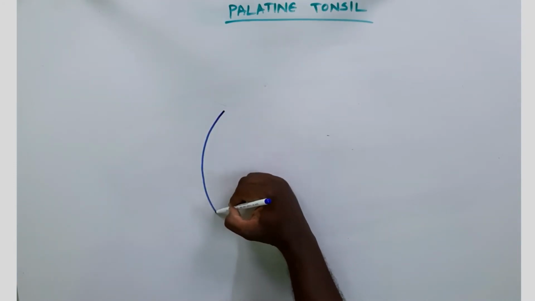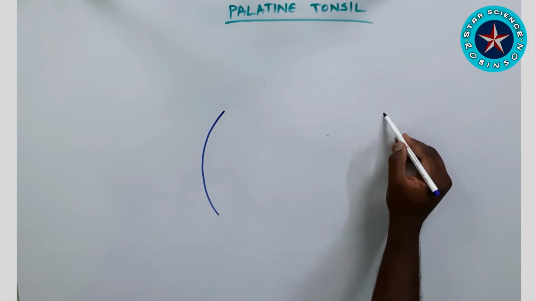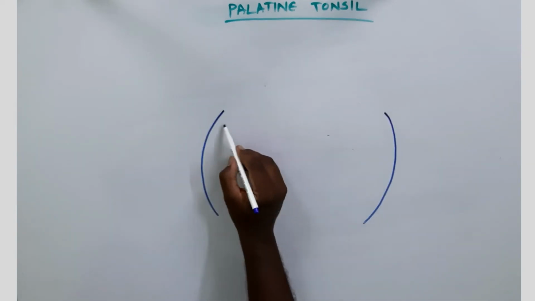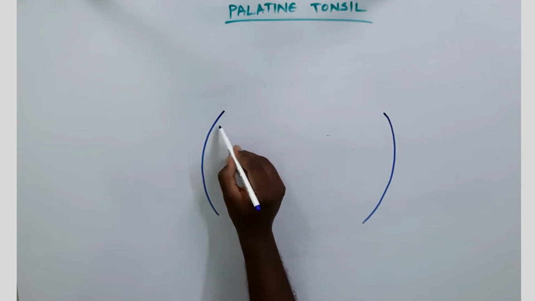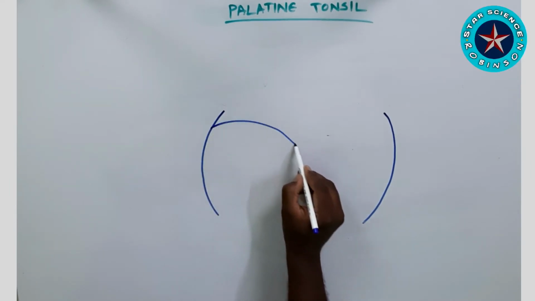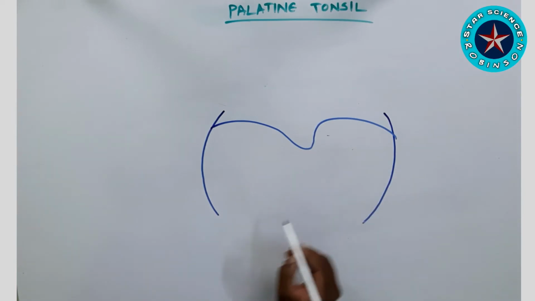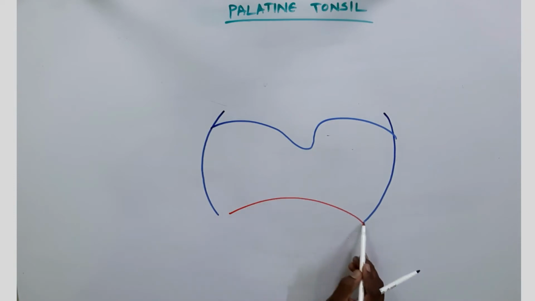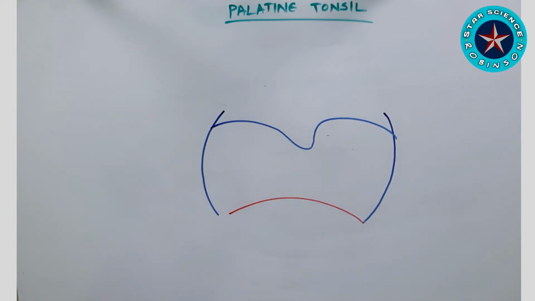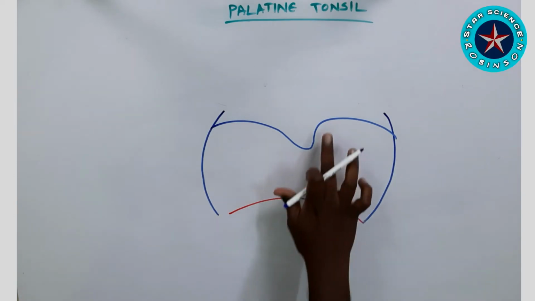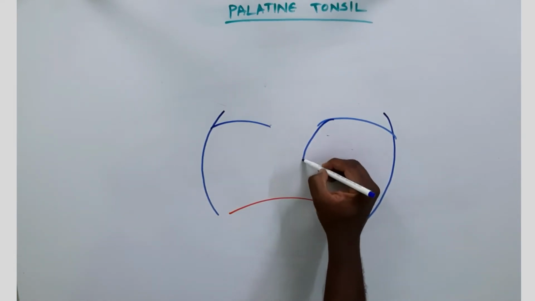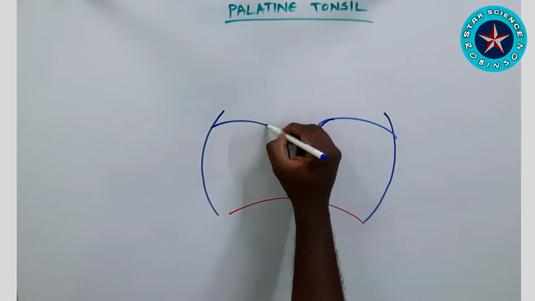Now I'm going with a diagram of the palatine tonsils. It is situated one on each side of the lateral wall of the oropharynx in the tonsillar fossa, which is bounded anteriorly by the palatoglossal fold and posteriorly by the palatopharyngeal fold. The shape of the tonsil is ovoid, like a large almond on each side.